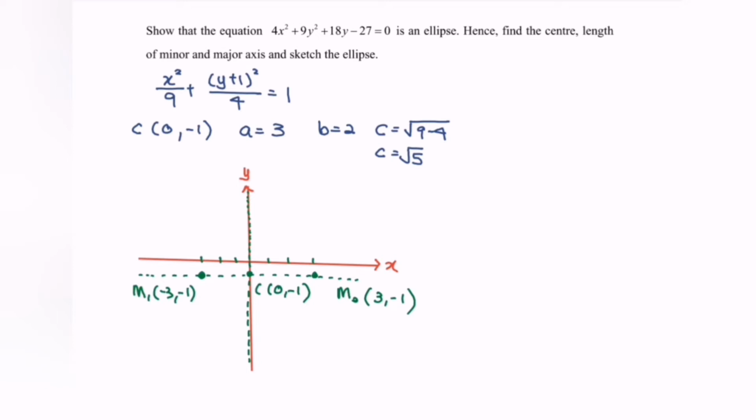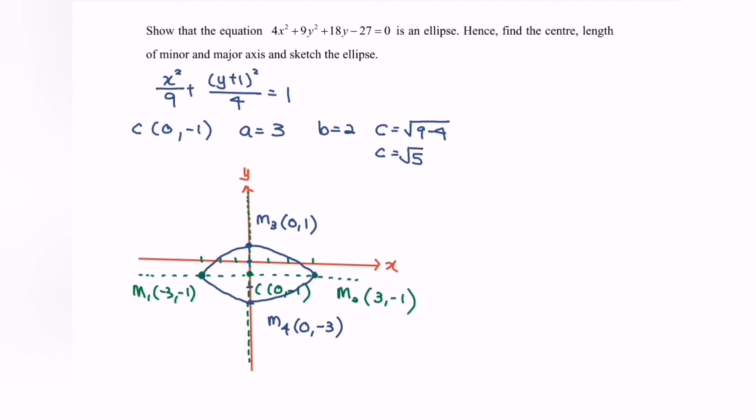Next, focus on the b, moving upward for 2 units and downward for 2 units. So here we have 0, then we have 1. So we have the minor vertex, which is 0, 1. Next, moving downwards for 2 units, we have -1, -2, and -3. And we have another minor vertex 0, -3. So kindly sketch the graph. And we have the ellipse.